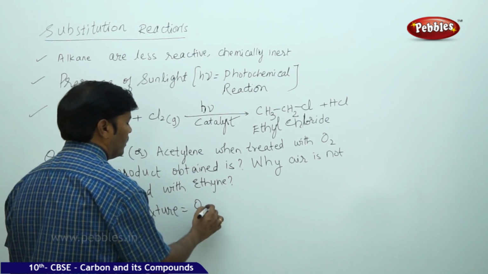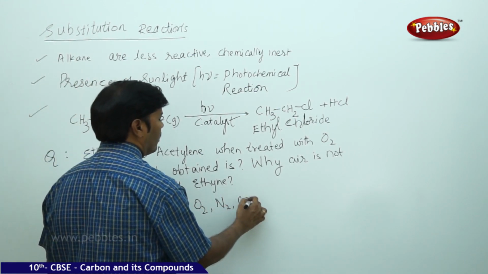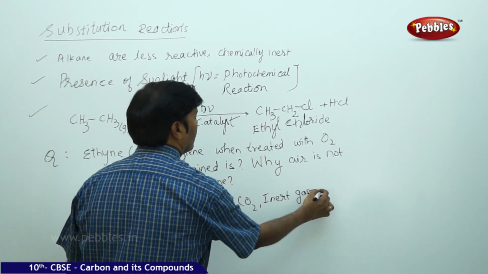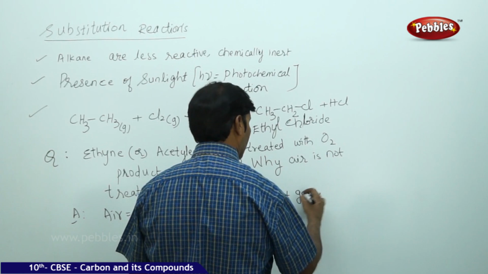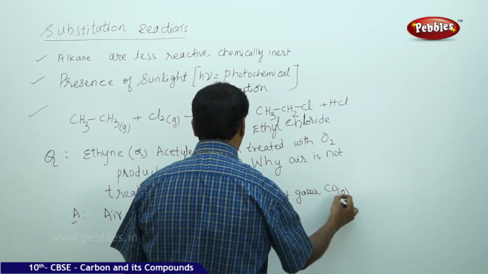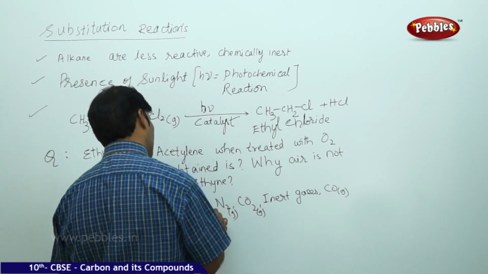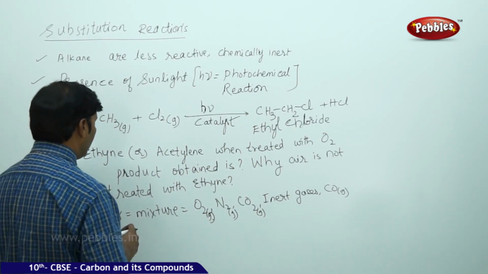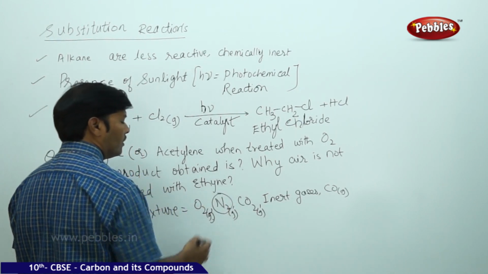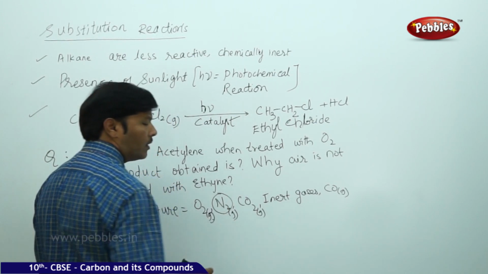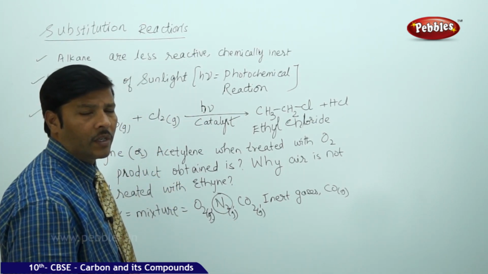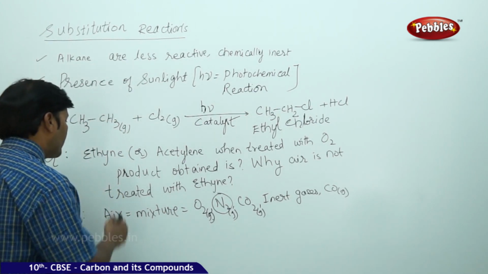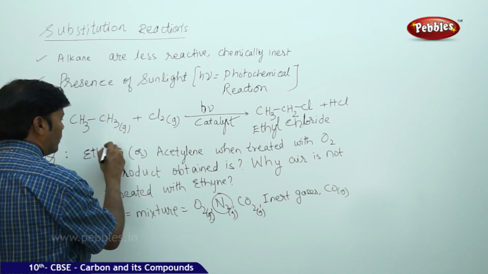It contains oxygen, nitrogen, carbon dioxide, carbon monoxide, inert gases, and other hydrocarbons. Nitrogen is chemically inert because of its stable structure and does not easily react in chemical processes. But oxygen is highly reactive because it contains unpaired electrons in its structure. So, for example, in the mixture, ethyne is also called acetylene.